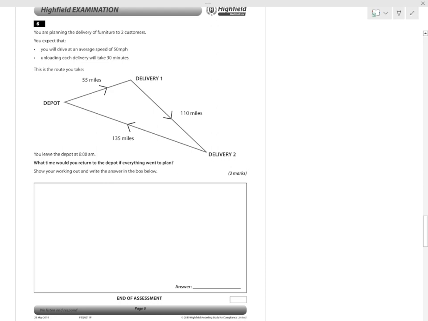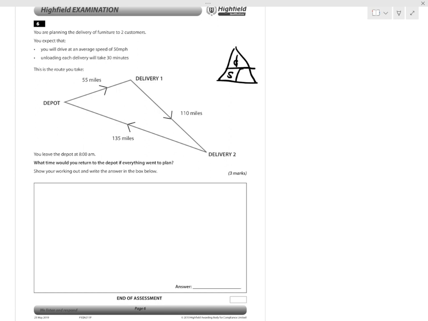You're planning delivery of furniture to 2 customers. You will drive at an average speed of 50 miles an hour. Unloading takes 30 minutes. You will leave the depot at 8. What time would you return to the depot if everything went right? So we've got to find the times.